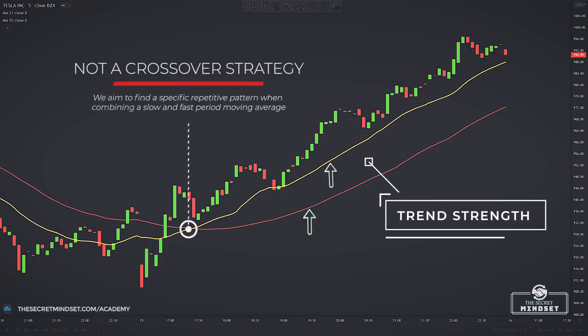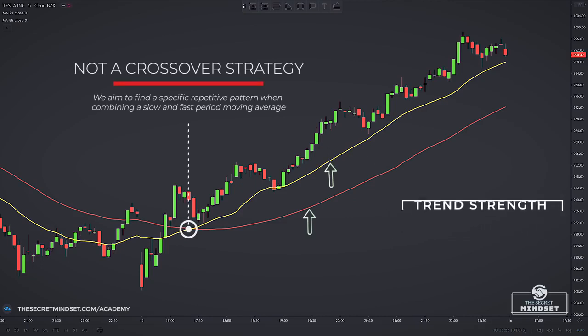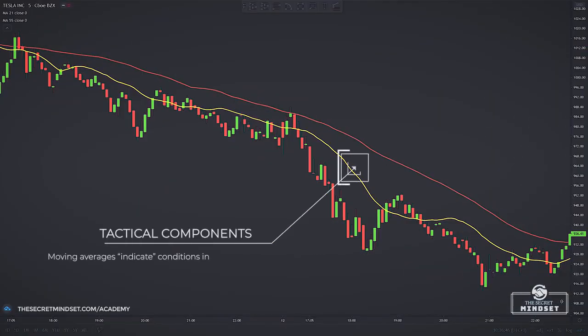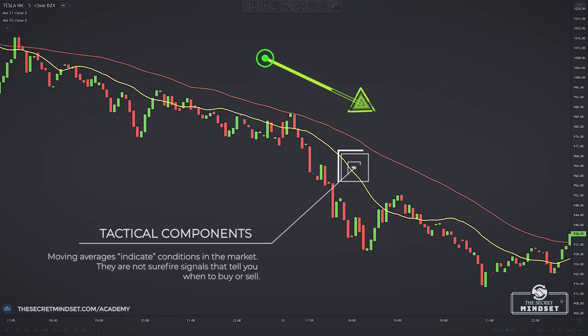First, let me point out that this is not a crossover strategy. While such a strategy for moving averages is perfectly acceptable and valid for some traders, I prefer to think slightly outside the box and pay attention to a specific repetitive pattern when combining a slow and a fast period moving average. Remember that moving averages indicate conditions in the market. They are not surefire signals that will tell you when to buy or sell. We will use them as a tactical component within our trading method.